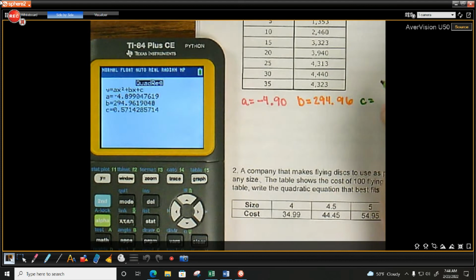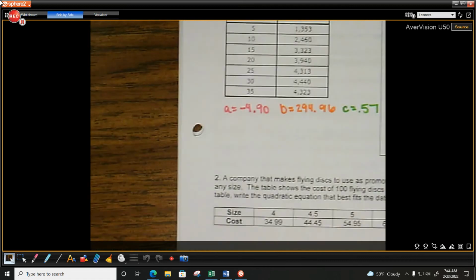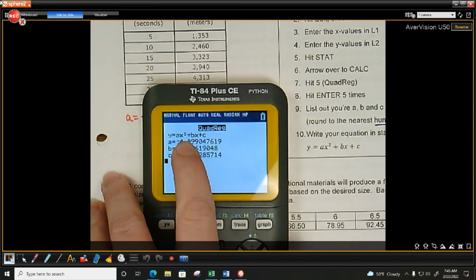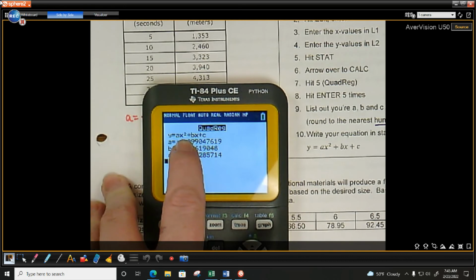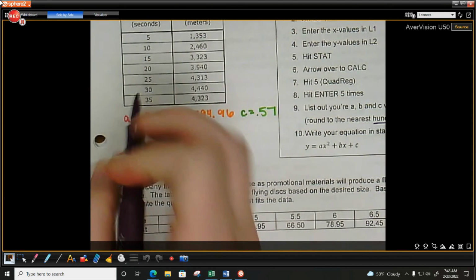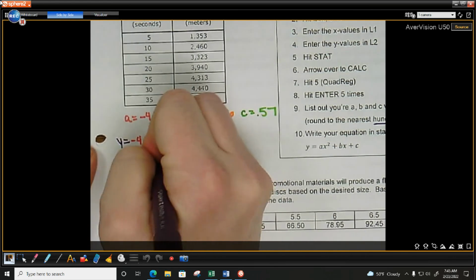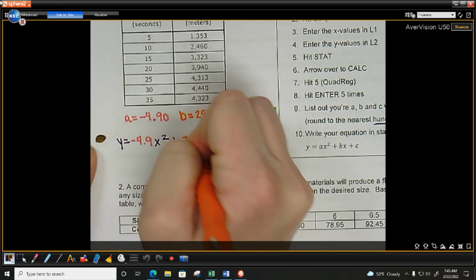Guys, if you have an A, a B, and a C, what form do you think we're writing this in? Standard form. And also, guys, the great thing about the calculator when we do our regression is it tells you the equation, the format to put it in. It says the equation is y equals ax squared plus bx plus c. So that's the format you're writing your answer in. Y equals A, which is -4.9. Do I need the 0? No. x squared plus B x plus c.